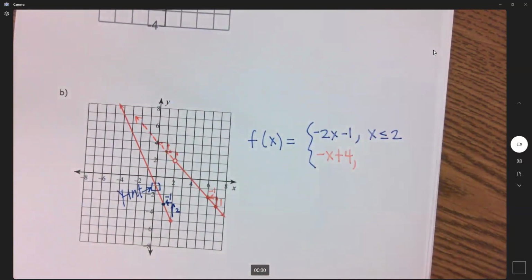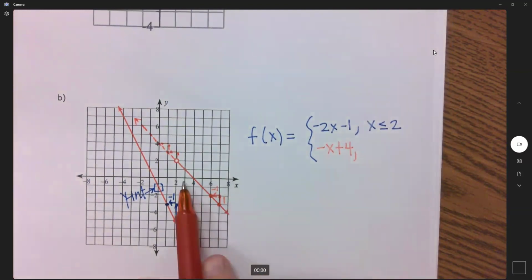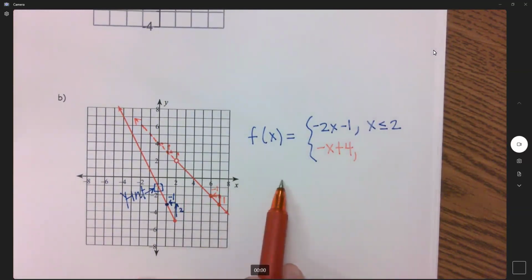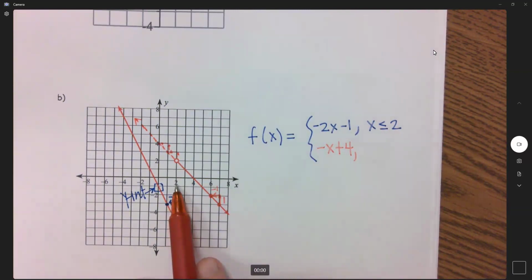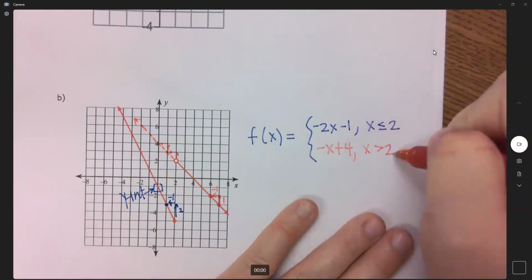And then where is this one happening? Well, it's starting at 2, and then it's going to keep going forever, meaning it's going to go to infinity. So this one is when x is greater than 2, but not equal to, because of that open circle. So when x is greater than 2.